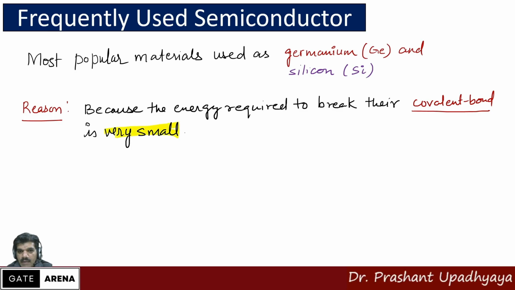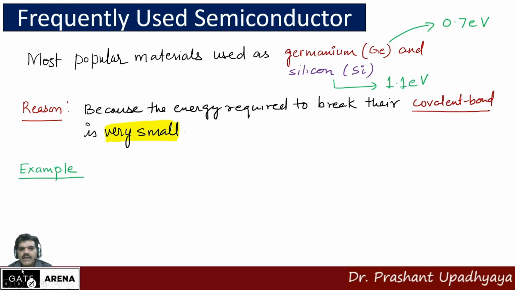I'm highlighting this "very small" because we are talking about energy. What is the energy required? For germanium, we require 0.7 electron volt, and for silicon, we require 1.1 electron volt.